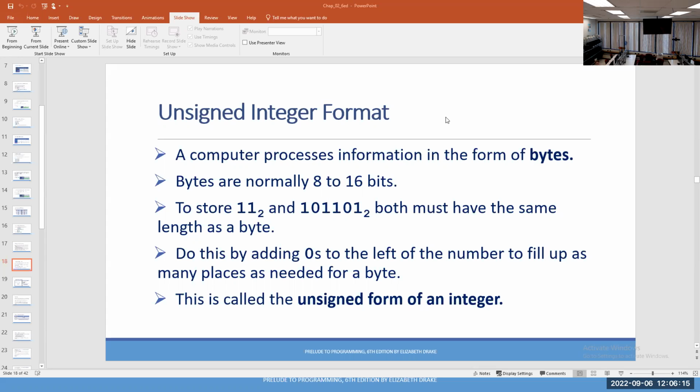So from the computer's point of view, to store the number 1 in binary or 101101 here, they both need the same length of bytes. It only works with bytes here. So even if you want to represent only the 1 here in binary, the computer also has to reserve a slot of 8 bits here.